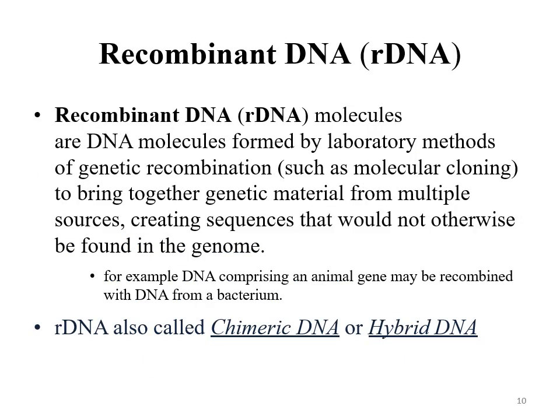So recombinant DNA is a DNA molecule which is formed by laboratory methods of genetic recombination, which bring different genetic material from multiple sources together and create sequences that would not otherwise be found in the genome. For example, the DNA from an animal gene may be recombined with the DNA from a bacterium. So recombinant DNA is also known as chimeric DNA or hybrid DNA.